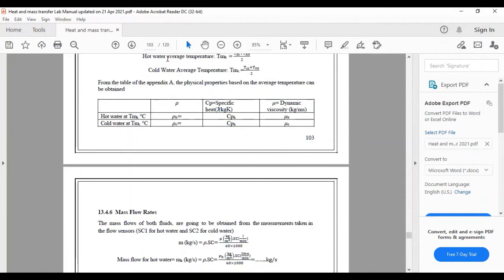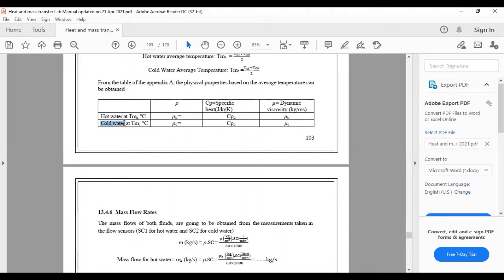When we get the average value of this temperature, we will get the values of density, specific heat and dynamic viscosity from the table. This table is in Appendix A, and we can also use internet sources to get these values of density, specific heat and dynamic viscosity.